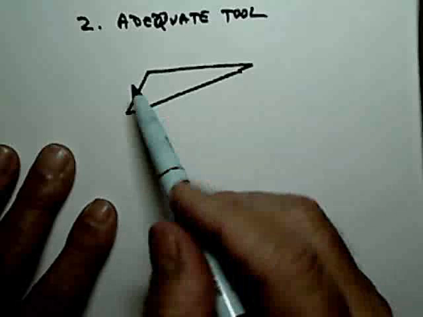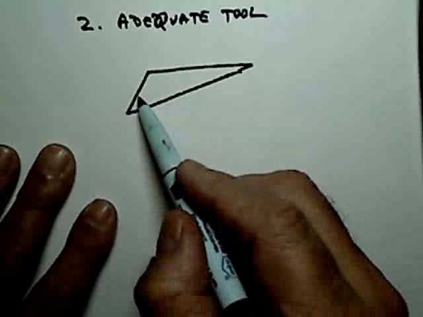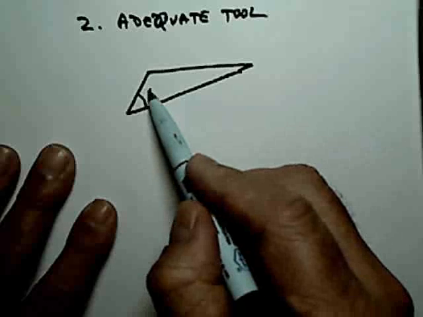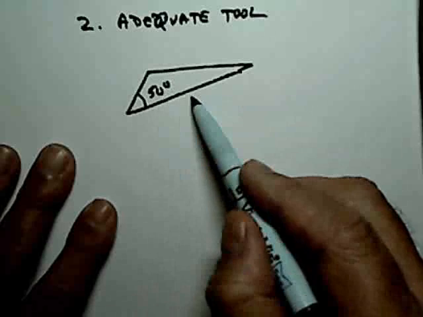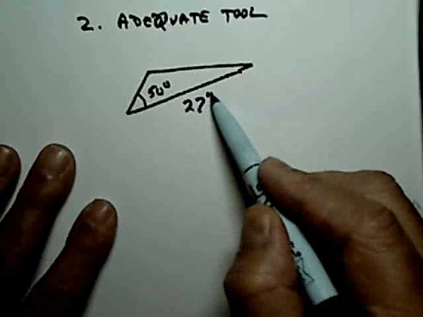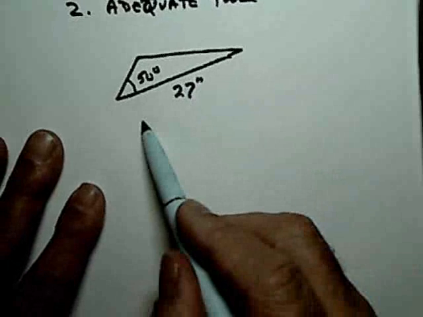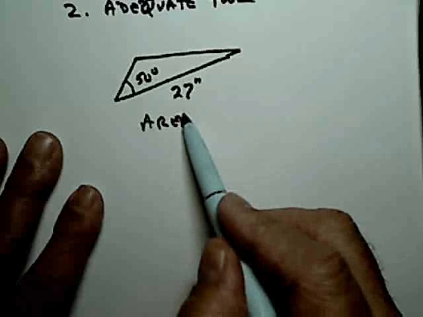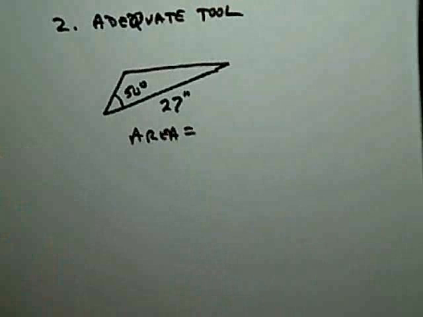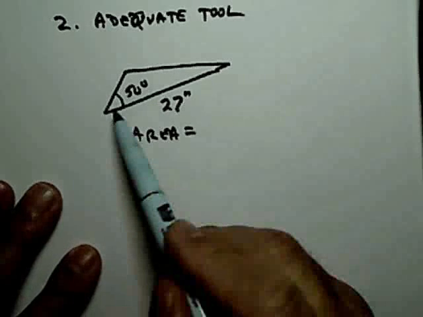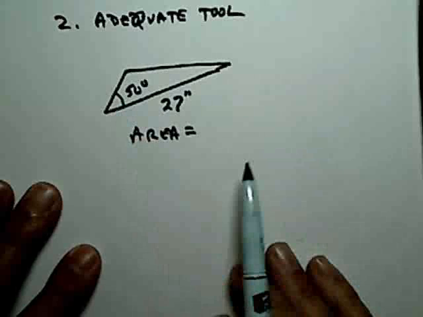And suppose that I told you that this angle was 50 degrees and that this side's length was 27 inches. And then I said to you, what is the area of the triangle? And we'll often do this with students. Well, if you look at it and think about it, pretty soon you'll realize that you do not have enough information. One side and one angle just isn't enough information.